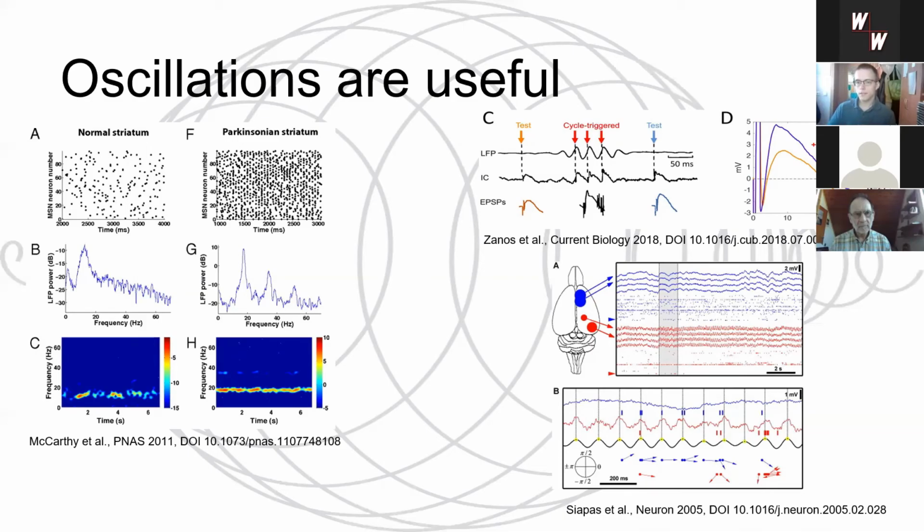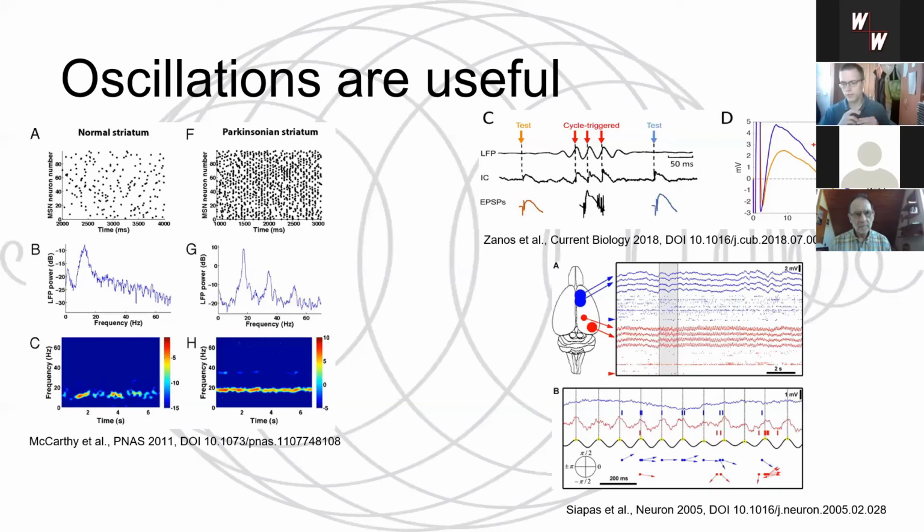Or if you look at Zanos et al. from 2018, they have shown that when you take a group of neurons that oscillate at a certain frequency and you give a stimulation, so just electrical current into this population, then it makes a difference at which phase of the oscillatory cycle you stimulate. So you will see that the group of neurons behaves in a different way and responds to inputs in a different way afterwards, depending on whether you stimulated it at the peak or the trough of the ongoing oscillation.